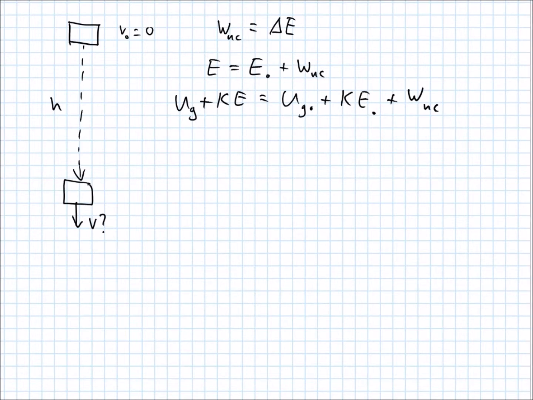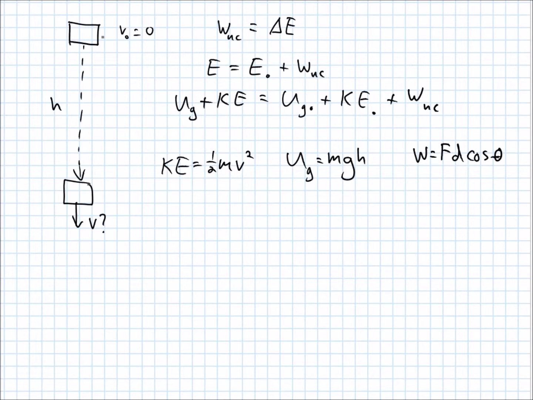Okay, so recall the definitions for these things. Kinetic energy is equal to 1/2 mv squared. Potential gravitational energy is equal to mgh. And work in general is the force doing the work times the distance it's doing work times the cosine of the angle between the force and displacement.